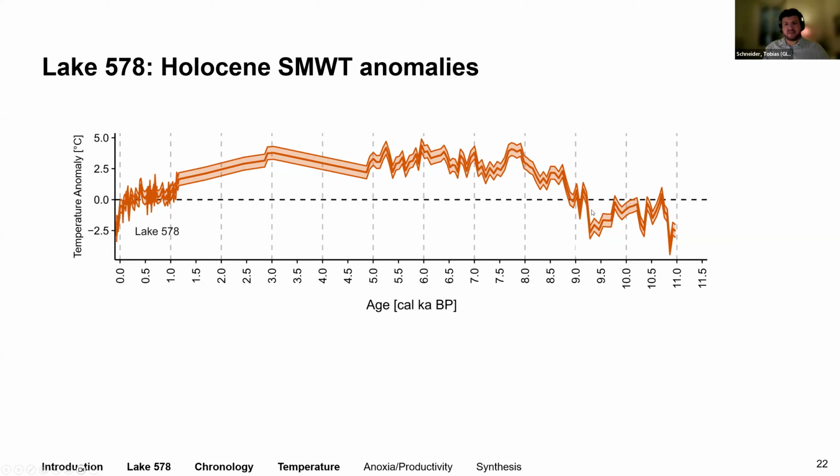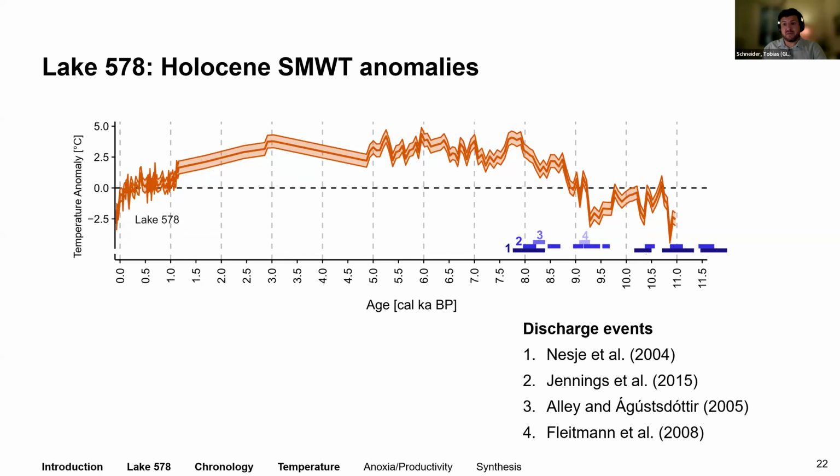And of course, if you think about southern Greenland and its vicinity to the Labrador Sea and the ocean, we think about rapid freshwater discharges caused by the Laurentide ice sheet deglaciation, for example. And so we compiled basically 4 different stacks of these events that were reported, just to see whether or not we actually see an influence. For example, here it may very well be that we see some direct influence of these freshwater inputs in the temperature reconstruction from Lake 578.